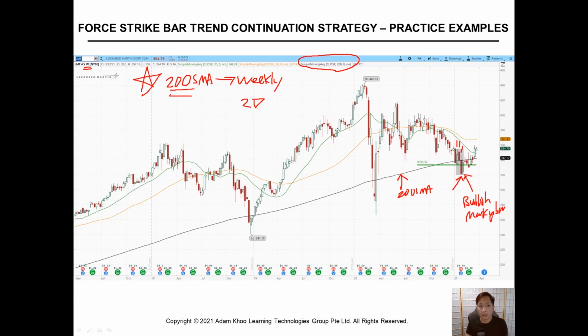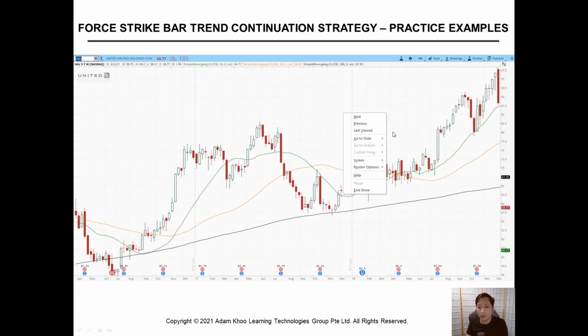Okay, so take note, I repeat again, guys, the 200 SMA is only for the weekly chart. Okay, don't use it on the 2 days chart. This is why I leave this towards the end of this lesson to share with you. Okay, so another example over here, right?